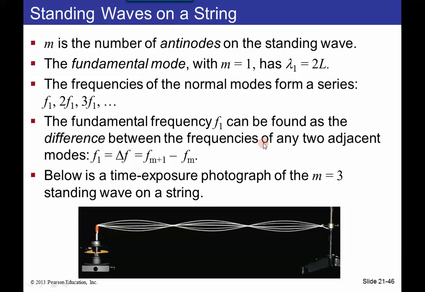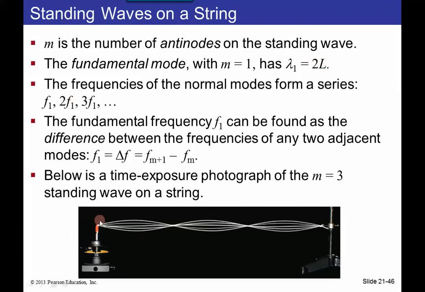Okay, so let's continue with standing waves. Here we have a string, and if we count the number of antinodes, in this case we have 1, 2, and 3, that would be this m here, the number of antinodes. If we only have one antinode, we call that the fundamental mode. The fundamental mode has a wavelength of twice the length. If this is the length here, then the fundamental mode has a wavelength of 2L.